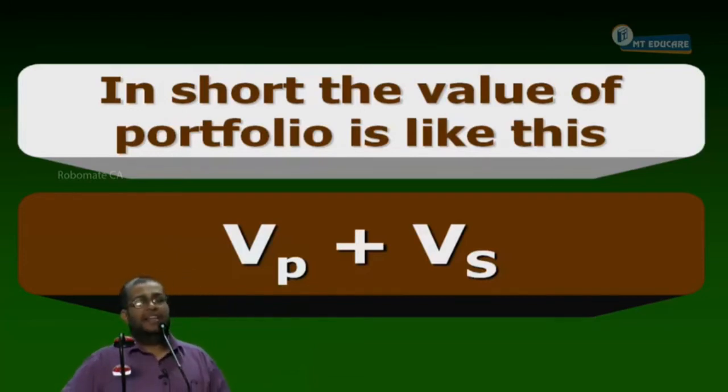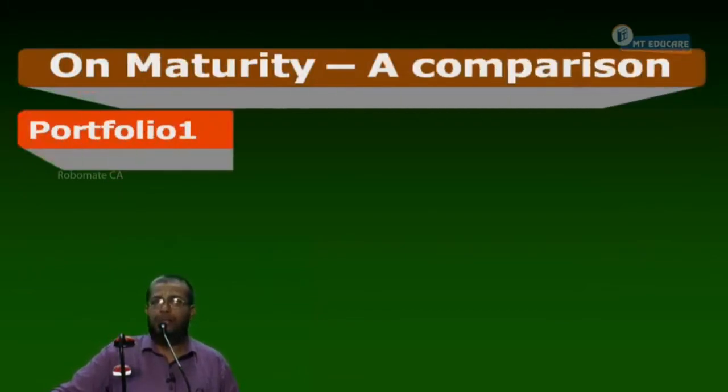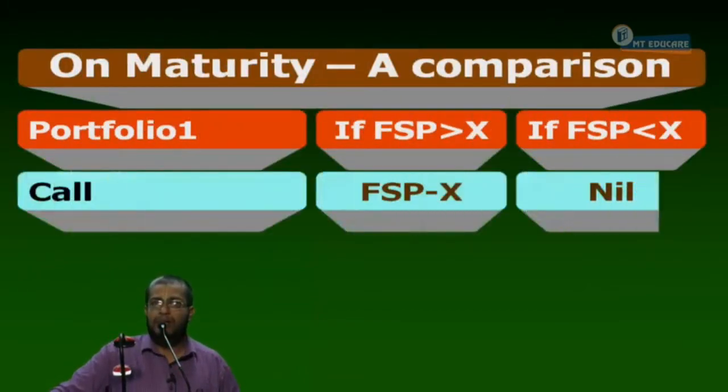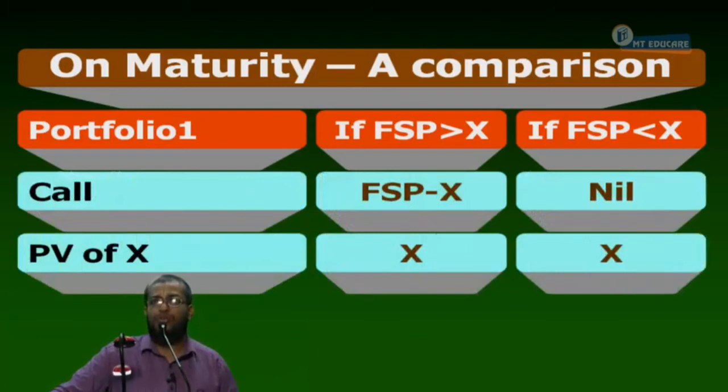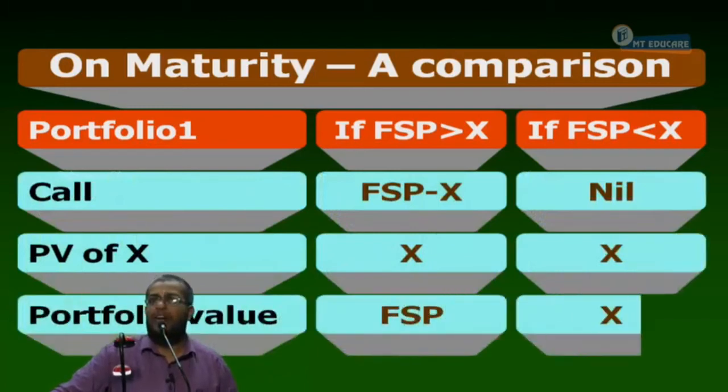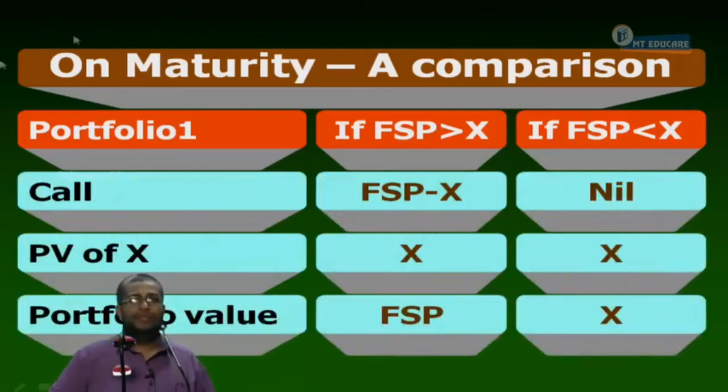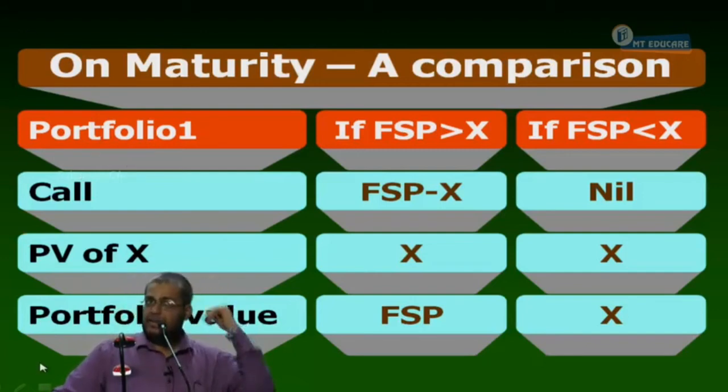Now. Next, point A or B? B. Write down. Maturity value of portfolio 1. Copy this particular slide. Portfolio 1, FSB more than X, FSB less than X. This is going to be the value.